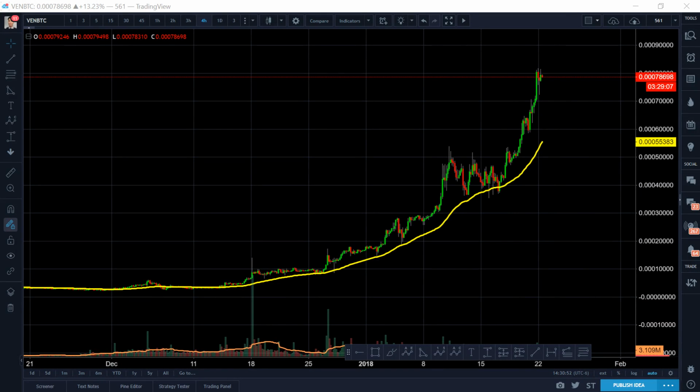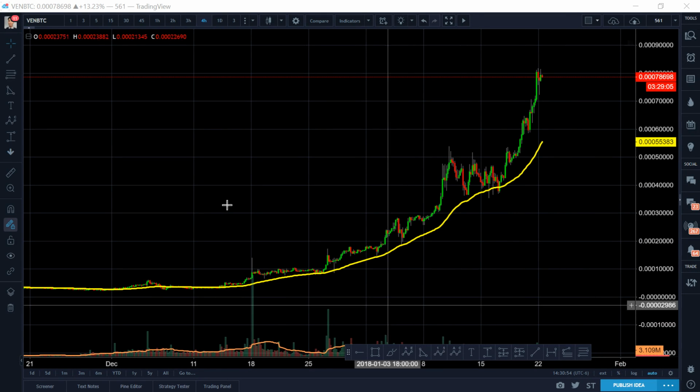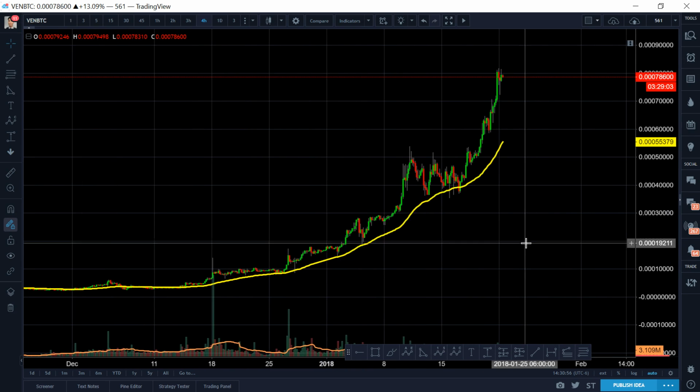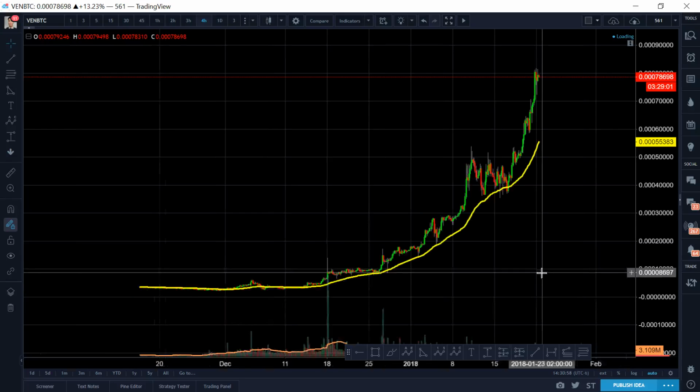It's January 22nd. I'm going to do a quick update on VEN BTC, traded on Binance here. And it's been a pretty awesome coin to trade.